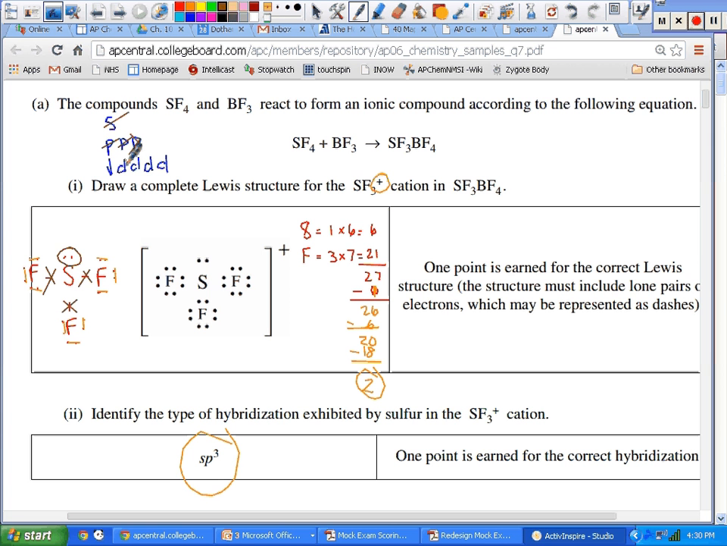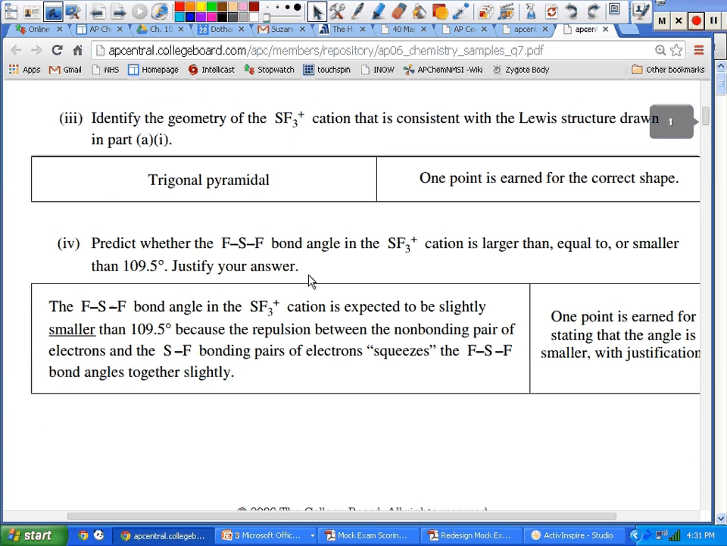Imagine, take this and then remove the top one. Trigonal pyramidal. Very good. Trigonal pyramidal is the shape. I don't even know if that's asked. I know that is correct. All right. Identify the geometry that is consistent. Trigonal pyramidal or pyramidal, however you want to say it. You hear some people say trigonal pyramidal.